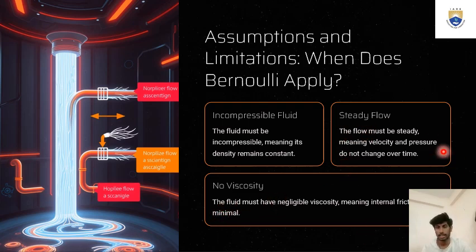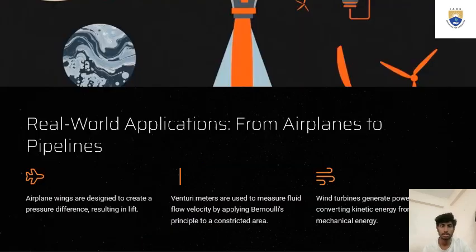So that is the laminar flow we talk about here specifically, and then no viscosity. Viscosity must be negligible, meaning internal friction is minimal. Viscosity is basically fluid flow in layers, so the frictional force between two layers is known as viscosity. In other words, viscosity can be described as how thick the fluid is. The thickness of the fluid is referred to as how viscous it is or not. So these are some points that are needed to use Bernoulli's theorem and equation.